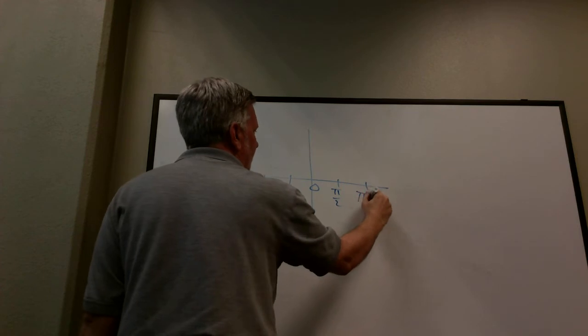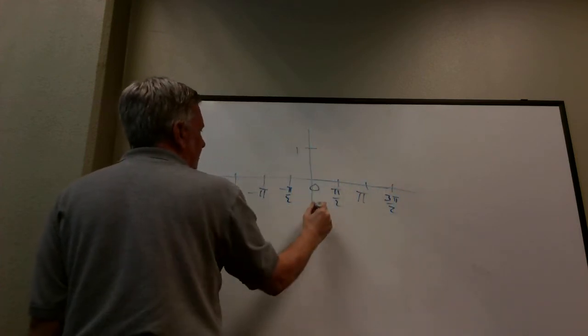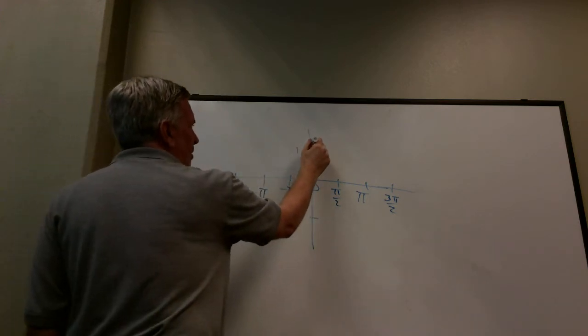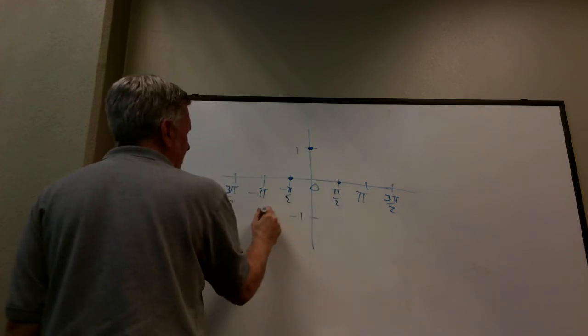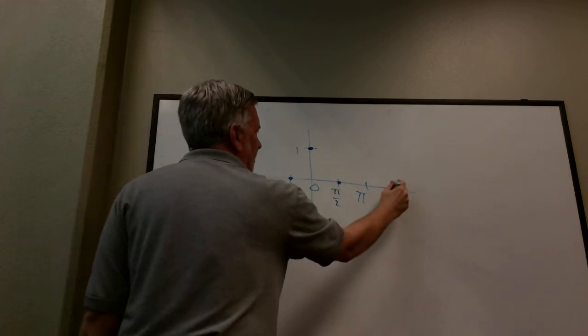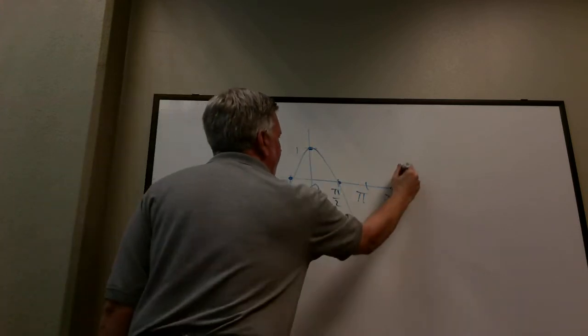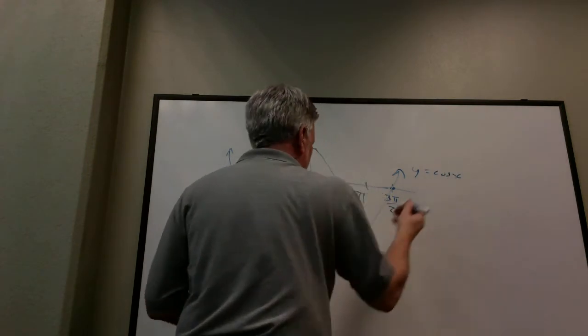So every pi over 2, something important happens with the cosine graph, and we're going from -1 to 1. Now remember, the cosine graph crossed the y-axis at 1, that was a high. So you have middles, and then lows, and then the middles again, the zeros. Okay, so here's cosine. This is nothing new.